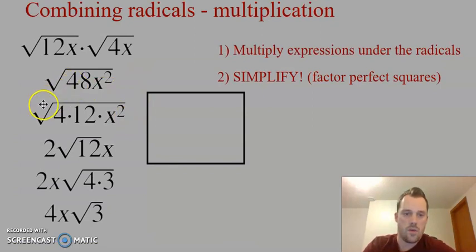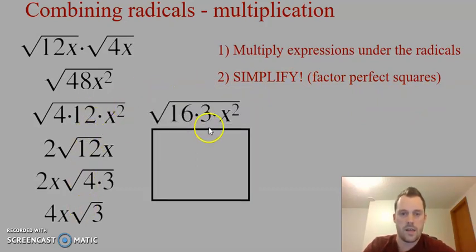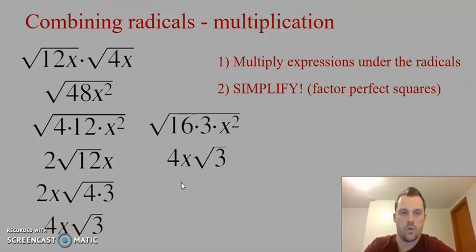Now maybe you thought of something other than 4 and 12 when you factored 48. If you can find a larger perfect square to factor out first, that just eliminates the steps you have to do. So you may have gotten 16 times 3, and we know square root of 16 is 4. Square root of x squared is x, and that gives us what we had down here, 4x root 3.